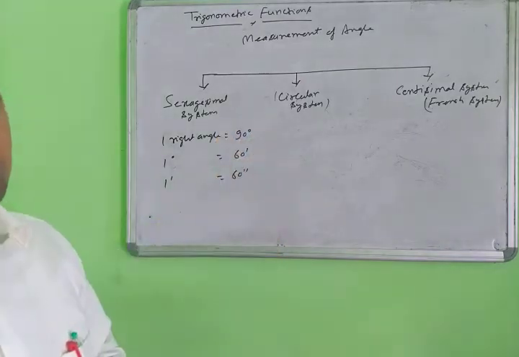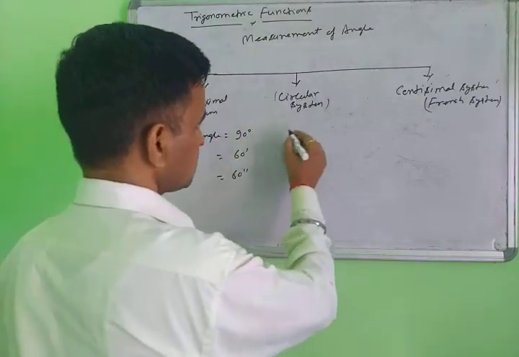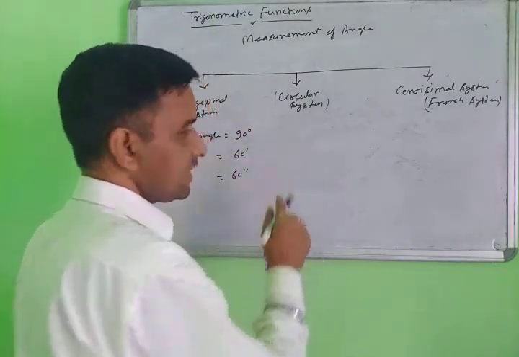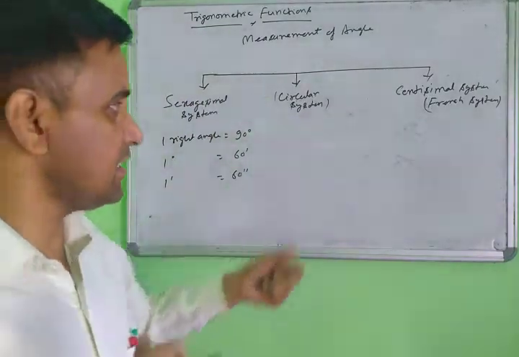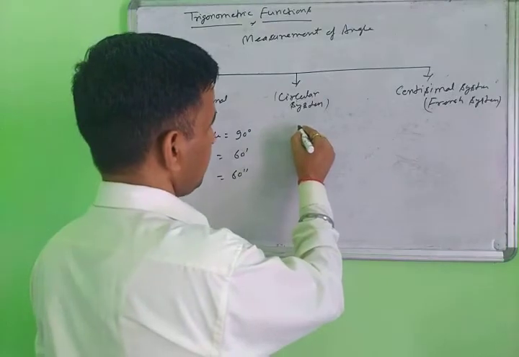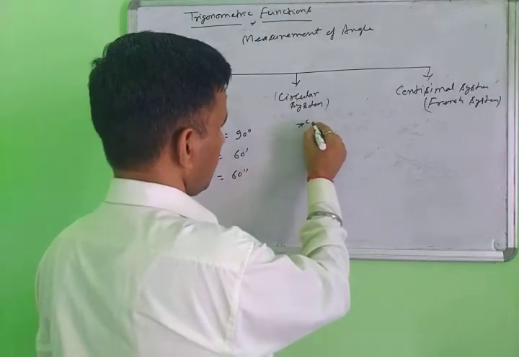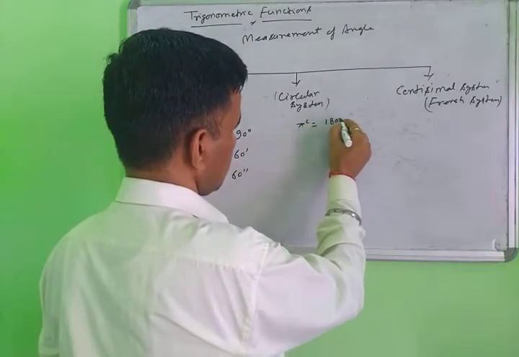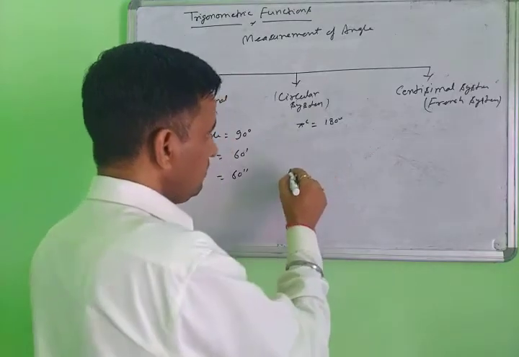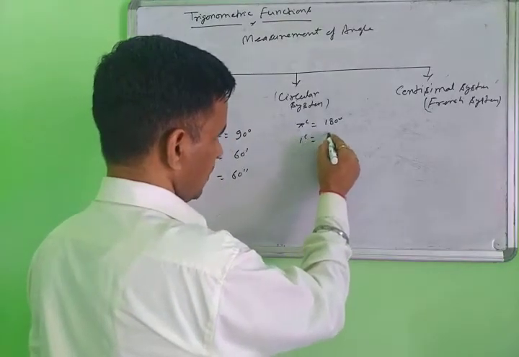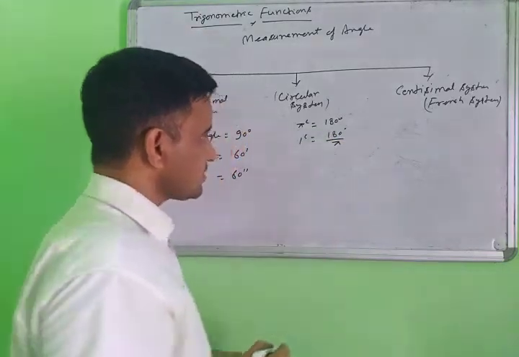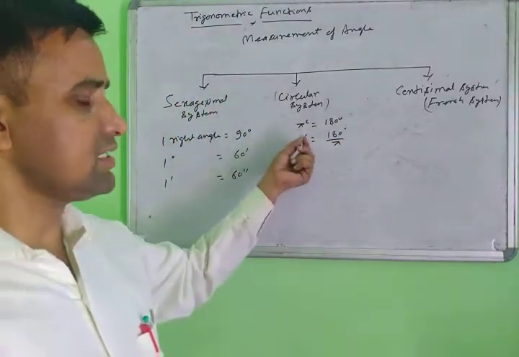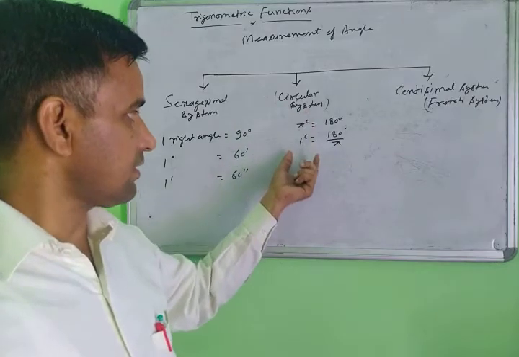And in the circular system we measure the angle in radians. Pi radian equal to 180 degrees. So 1 radian equal to 180 upon pi. This means in the circular system we are measuring in radians.